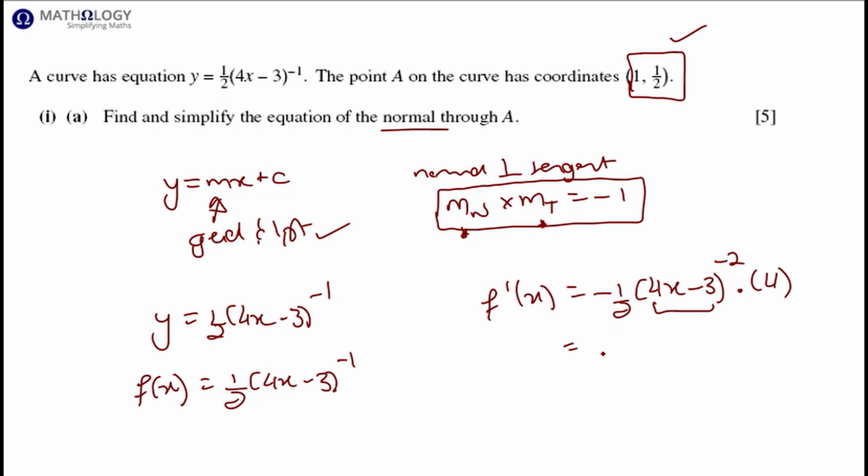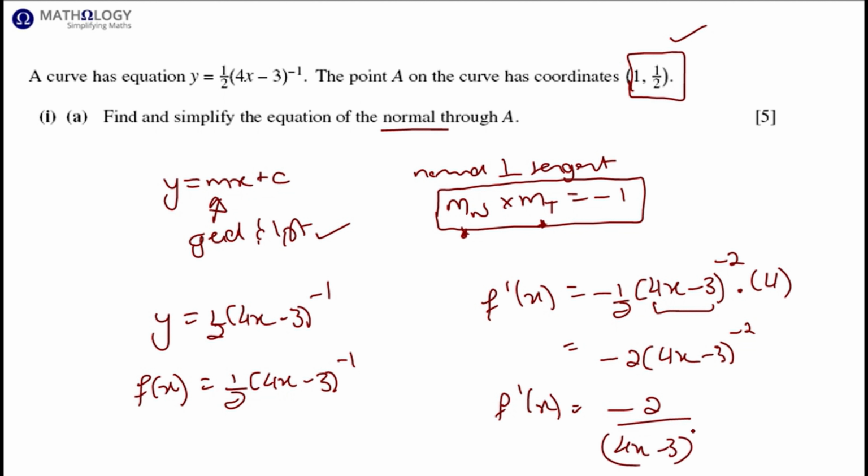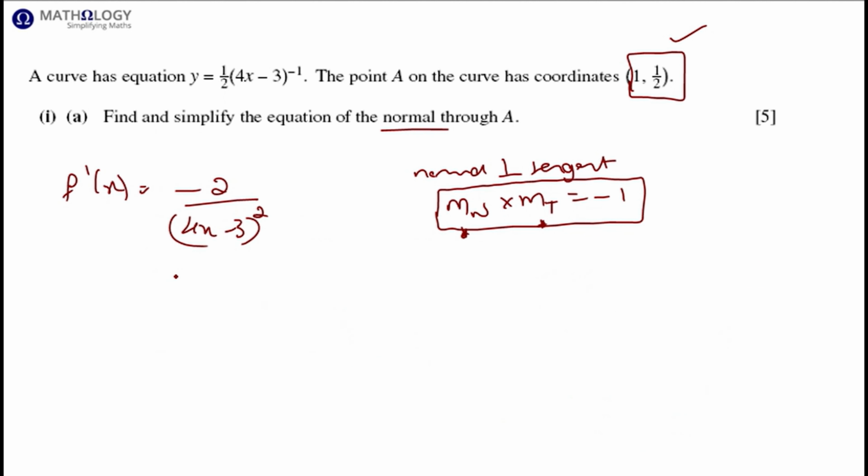So just tidying that up gives us f prime x equals minus 2 times 4x minus 3 to the minus 2, and an even better way to write this is as a positive power, so it's minus 2 over 4x minus 3 all squared. Okay, this expression here represents the gradient of a tangent to f of x, any tangent.